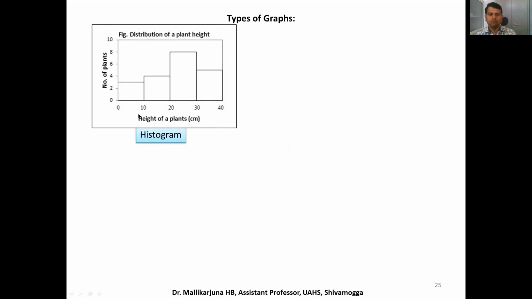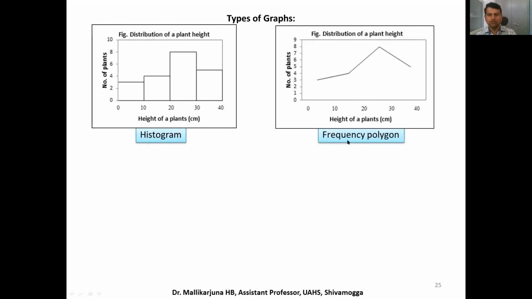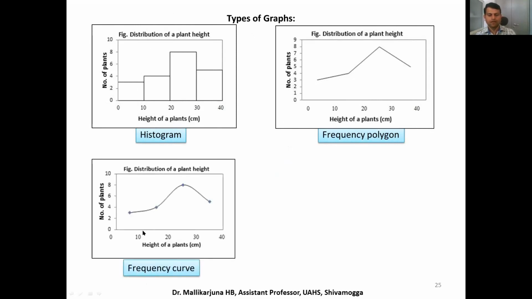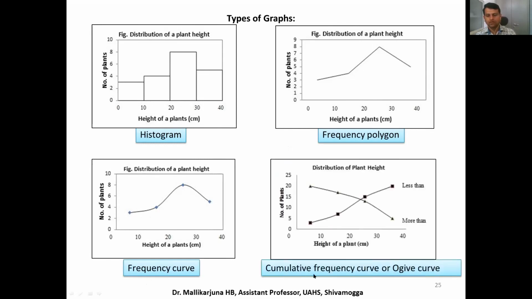Now coming to types of graphs. This is a histogram, a set of rectangles. Next is the frequency polygon, where dots are joined by straight lines. Then the frequency curve, where the dots of frequencies are joined by a freehand curve. So we can observe the curve here. This is the cumulative frequency curve or ogive curve. Both the curves are in the same graph. This is the more than cumulative frequency curve and this one is the less than cumulative frequency curve. The upward curve is less than, and the downward curve is more than cumulative frequency curve or more than ogive curve.